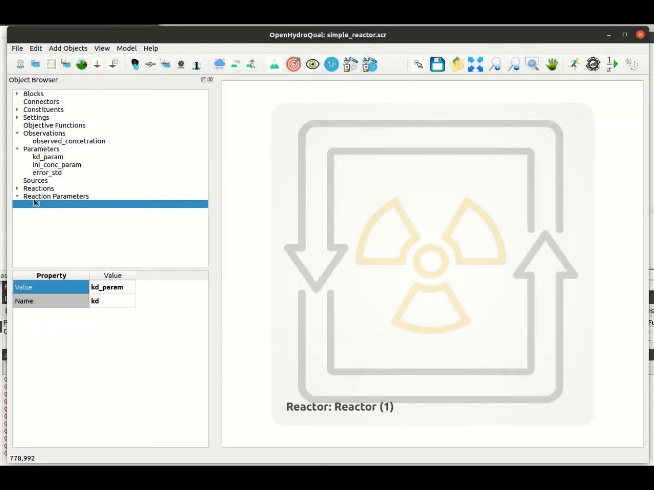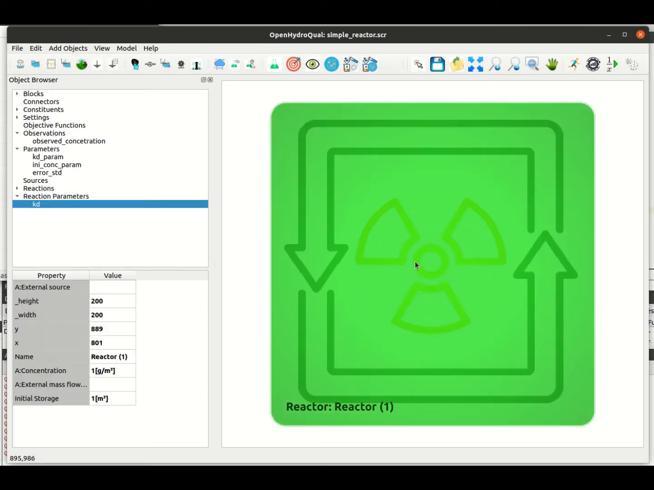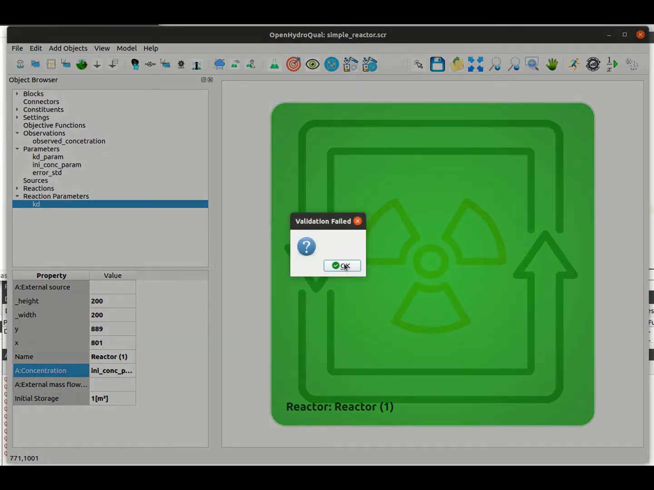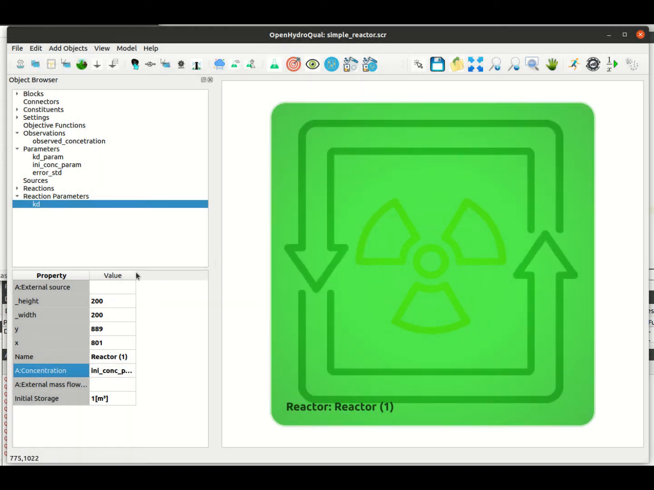And so that's one thing. Then for the initial concentration, which is 1 right now, I want to change it and set it to be my ini conc parameter. So I'm going to right click, go to parameters, and then pick ini conc parameter. So that's what we have.